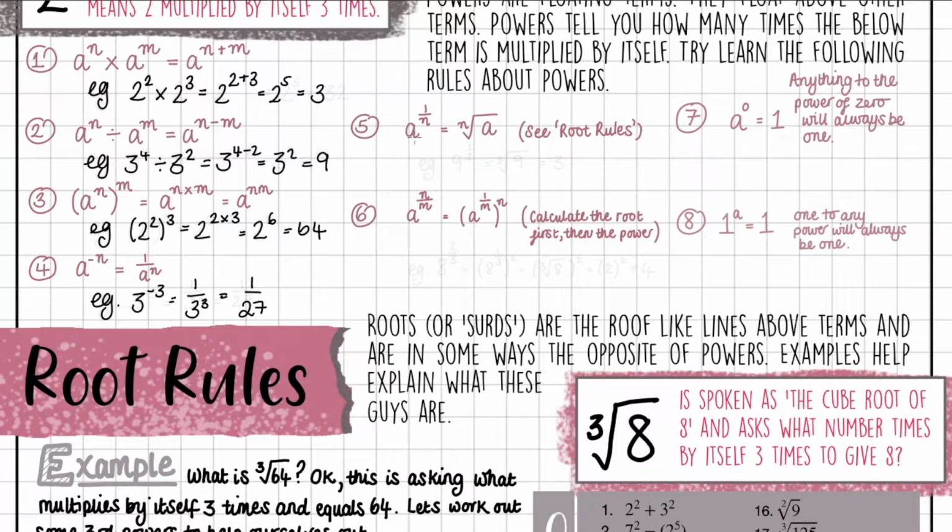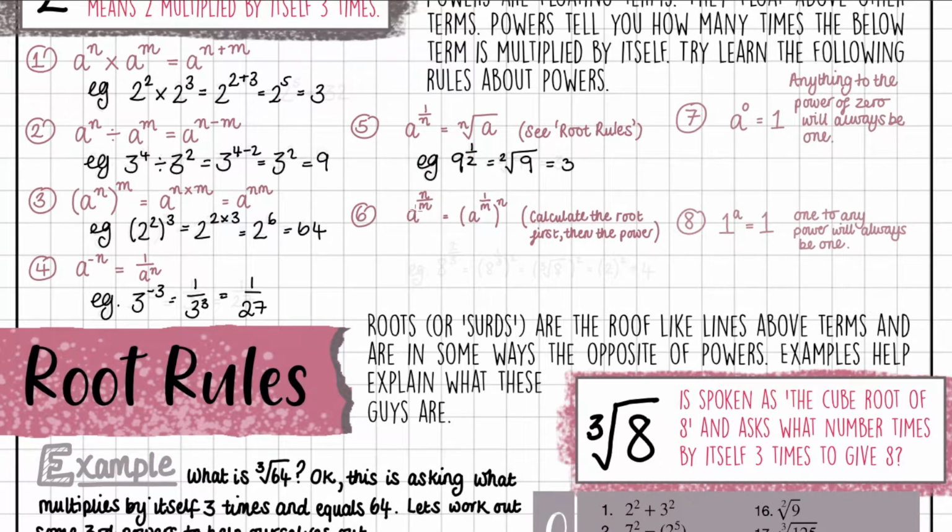Anyway, rule 5, a to the 1 over n is equal to the nth root of a. 9 to the half, that is the square root of 9. When it's a square root, we sometimes omit the 2. We don't really write it there, but I'll put it for now. So what times by itself 2 times gives 9? Well, it's 3. 3 times 3 is 9.